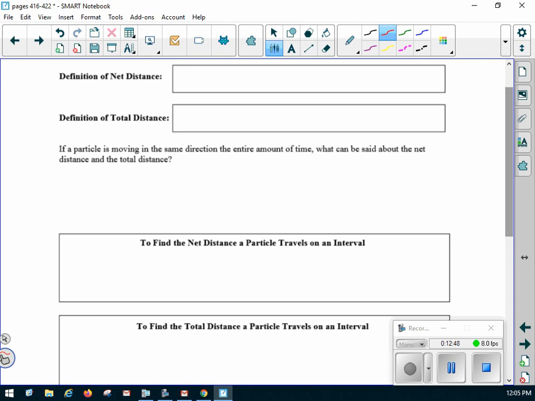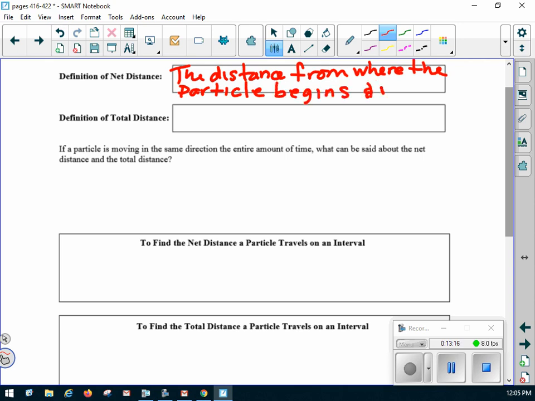Now I'm going to be very careful and write definitions here. We've already talked about net and total distance, but let's write it up here. The net distance is the distance from where the particle or object begins and where it ends. I'm going to Walmart, but I forgot my wallet, had to go home. My net distance is still just the distance from here to Walmart.